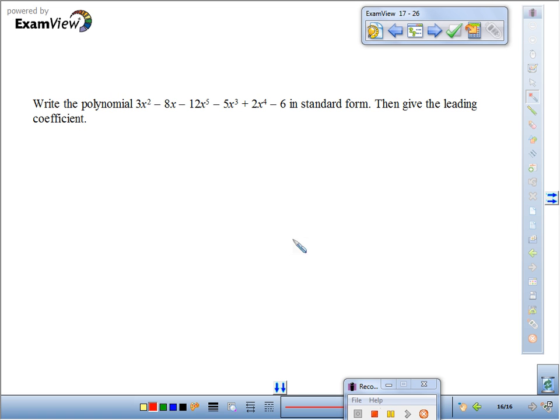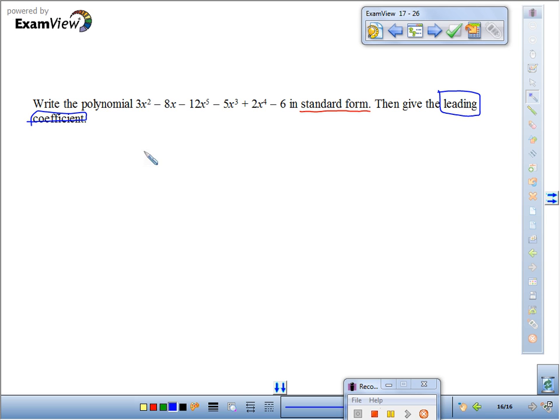17. It says, write the polynomial 3x squared minus 8x minus 12x to the 5th minus 5x cubed plus 2x to the 4th minus 6 in standard form. And the second part, give the leading coefficient.